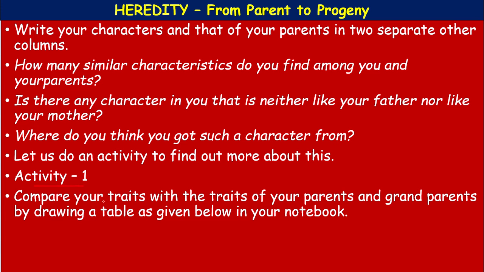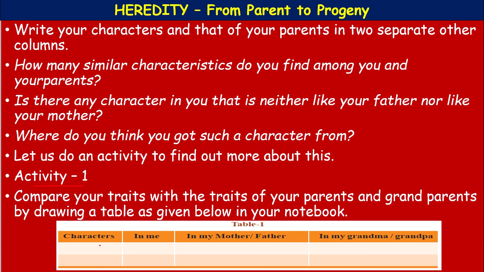So, let us go for Activity 1. Compare your traits, your characteristics with the traits of your parents and grandparents by drawing a table, as given below. The character in you and the character in your mother or father, then the character in your grandma and grandpa. Previously, the color of the eye, cornea, the earlobe, the color of hair, and all these characters you can mention here, and compare how they are in you and how they are in your father, mother, grandpa and grandma. This table you have to fill.